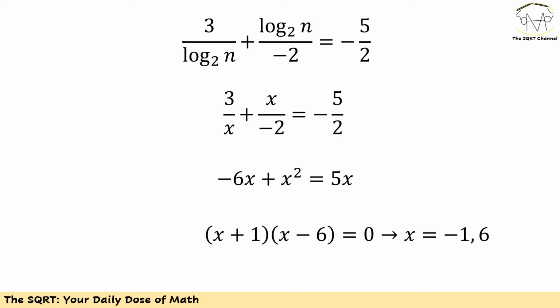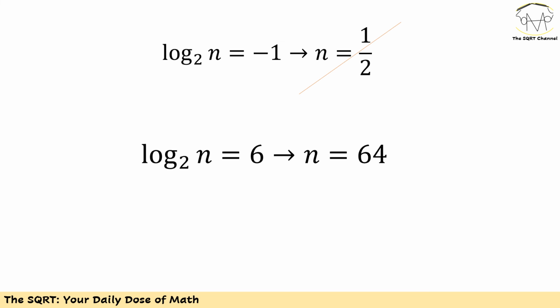We have negative 1 and 6 for the roots of this equation. Remember, we multiplied everything by negative 2x because we know that x equals 0 is not going to be a root here. Now we have negative 1 and 6, and we are going to use those to find n.